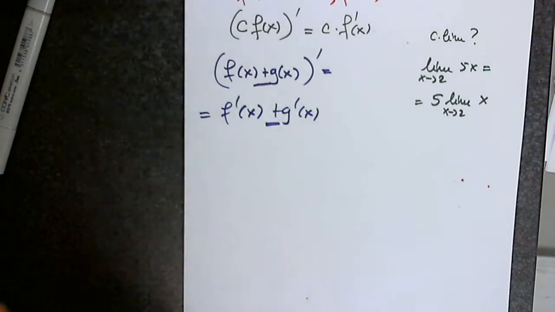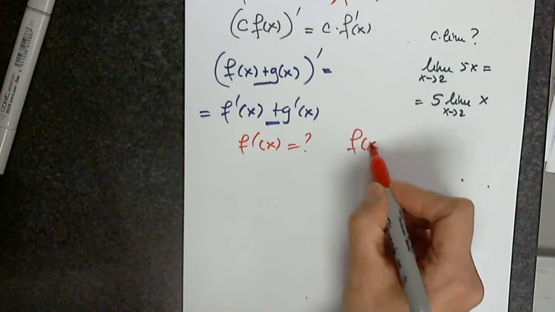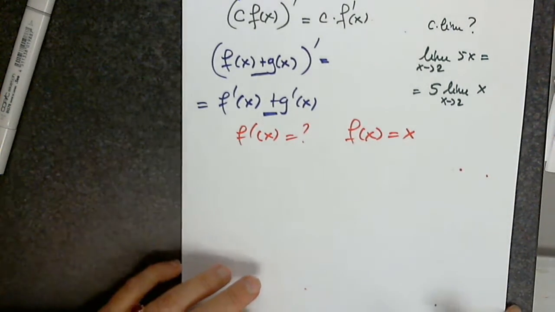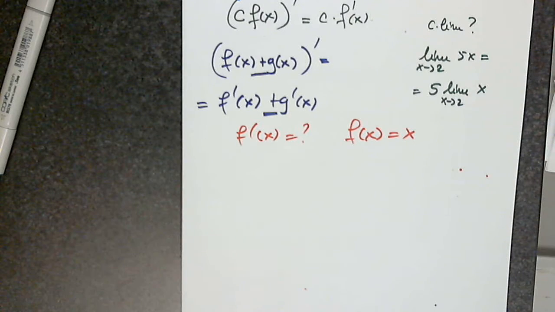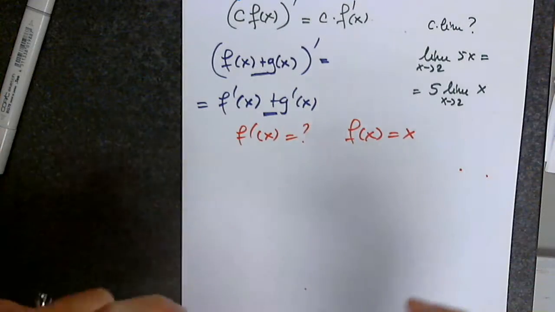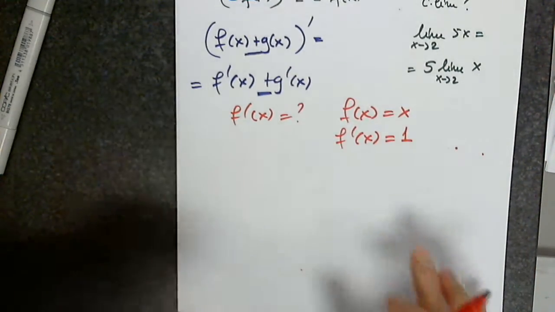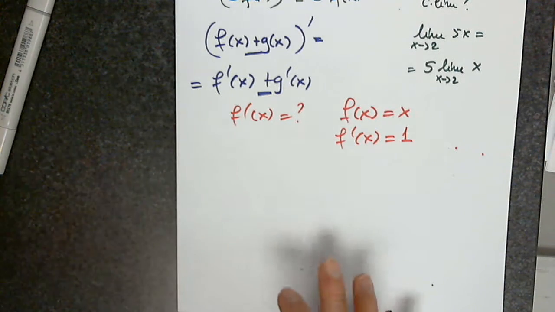f of x equals x, and I want to find f prime for f of x equals x. What type of function is x? Linear, very good. So what is the rate of change of this function? 1, indeed. The slope of x is 1. So the derivative of x is 1. Very good.